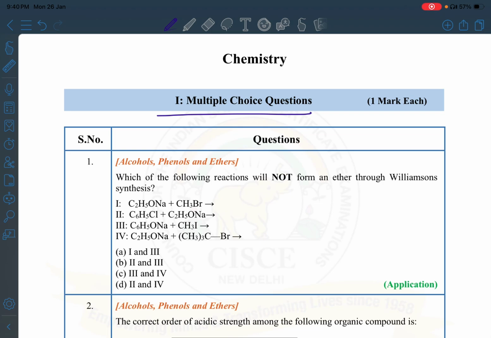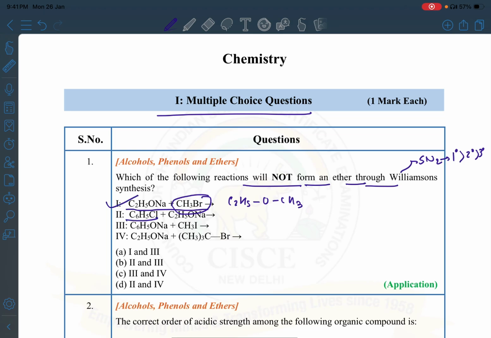The very first question is, which of the following reactions will not form ether through Williamson synthesis? Williamson synthesis is an ether formation reaction which follows the SN2 mechanism. SN2 reactivity goes 1 degree, 2 degree and 3 degree. So the first one will form a product like C2H5OCH3 because it is a 1 degree, so it will give us product.